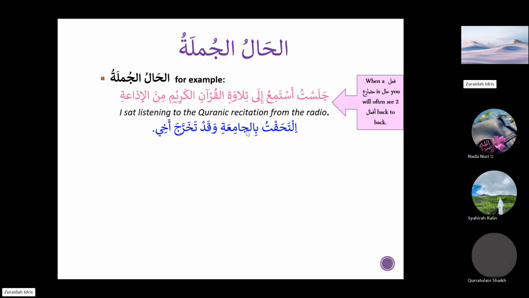Bil jami'ati, we know this is the university. And waqad takharraja akhi. Now this is a bit difficult to understand at one shot, because just now we were looking at a jumla fi'iliyah. So now, what's this? I joined the university. When we use iltahaqtu, family 8, like this with ba, the meaning takes on I joined something or I enrolled for something.